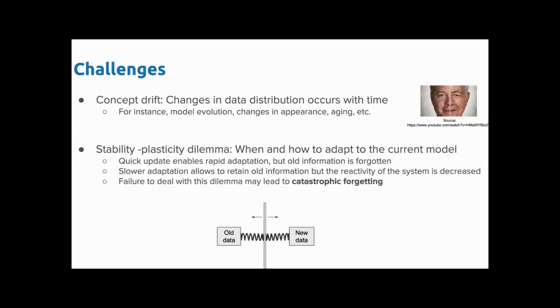And on the other side, if you adapt too slowly, you can retain the previous information, but then your response or reactivity to your current situation is largely decreased. Failure to deal with this dilemma leads to a problem we call catastrophic forgetting. I think this figure is very illustrative of this situation. There's a tension between the old data versus new data, right? Strike the balance, and this is a very interesting challenge.